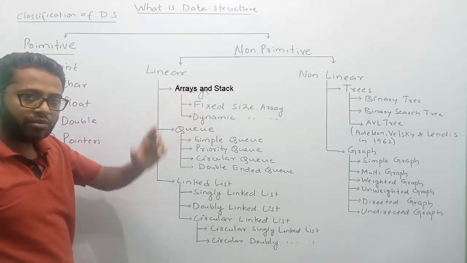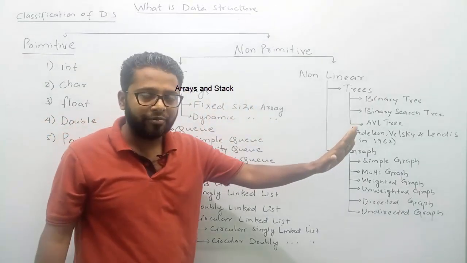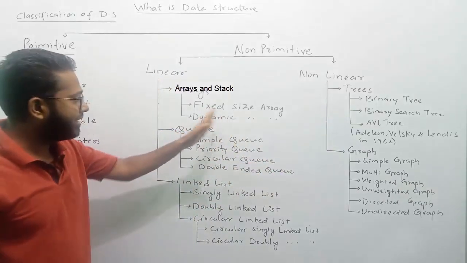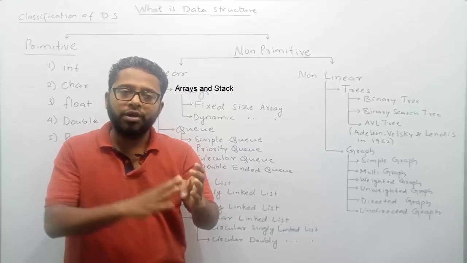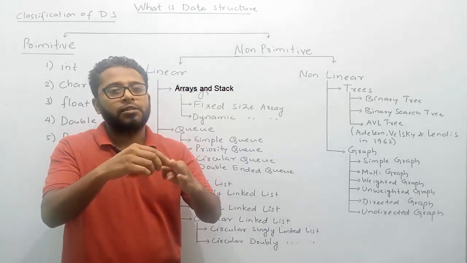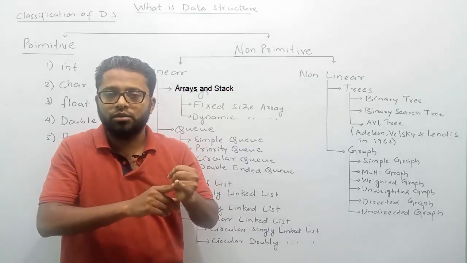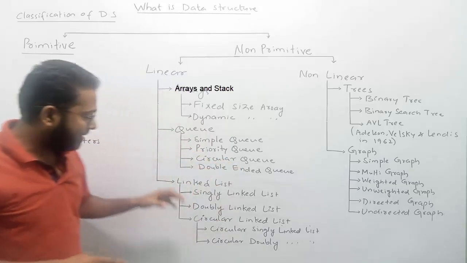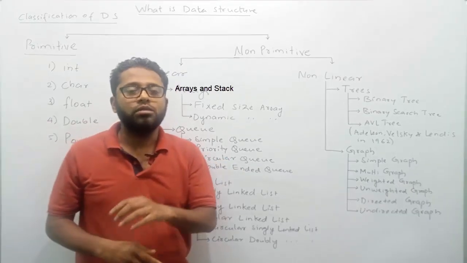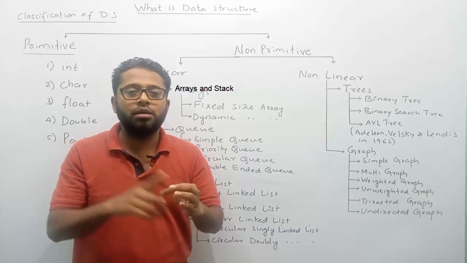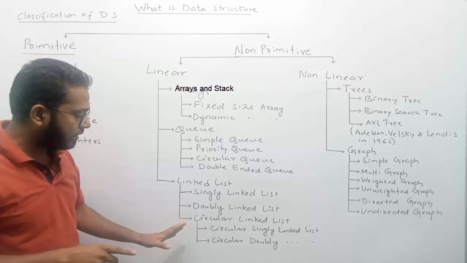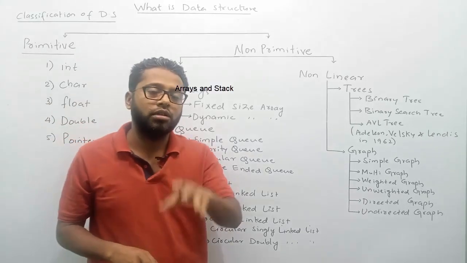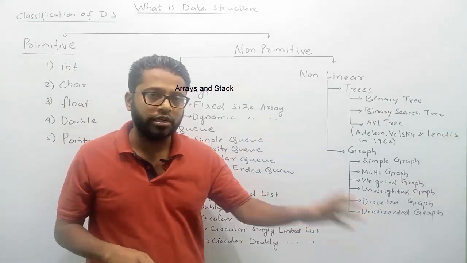Arrays are further divided into fixed size array and dynamic sized array. Then we have queue. Queue has simple queue, priority queue, circular queue, and double-ended queue or DQ. Then linked list we have divided into three types: singly linked list, doubly linked list and circular linked list. And circular linked list is further divided into circular singly linked list and circular doubly linked list.